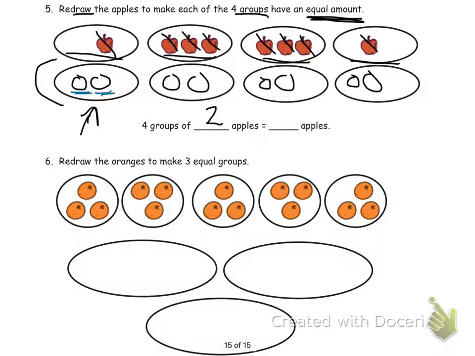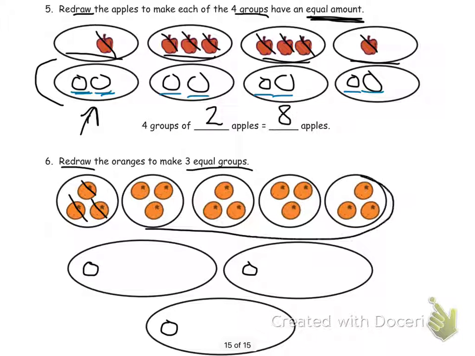So we've got 1, 2, 3, 4, 5, 6, 7, 8 apples. So I would just say, yep, there are 8 apples right there. So taking a look down here at number 6, it's pretty much the same thing. Same concept anyway. So let's redraw the oranges to make 3 equal groups. So you would literally come in here and just mark one of these off and draw it in here. Mark it, draw it, mark it, draw it, and keep going until all of these are all used.